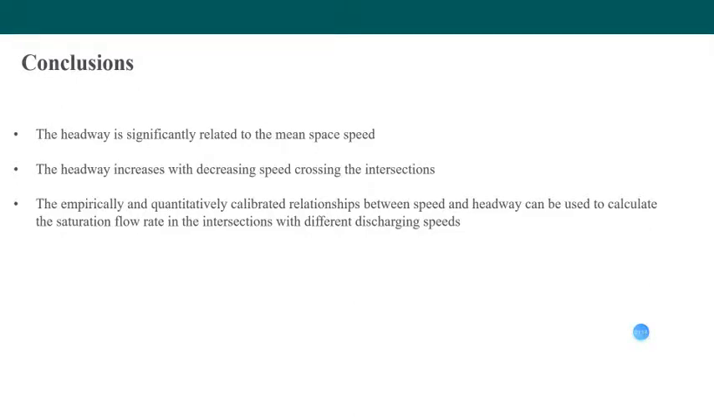The empirically and quantitatively calibrated relationship between the speed and time headway in saturated flow of signalized intersections can be used to calculate the saturated flow rate in the intersection with different discharging speeds.